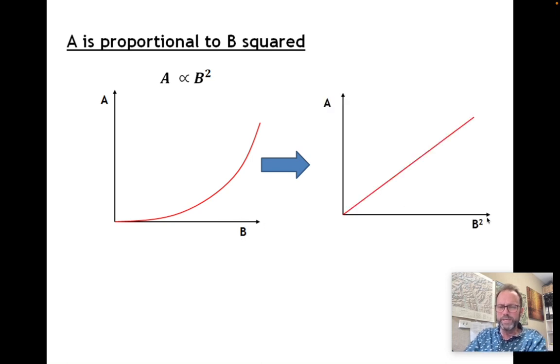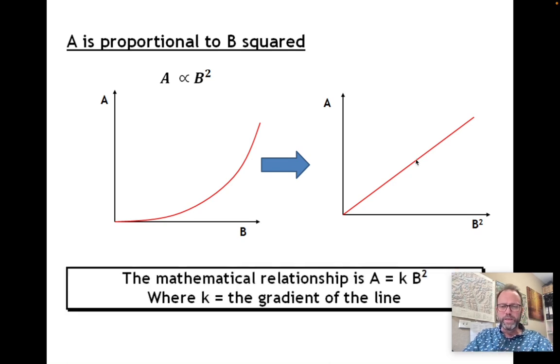And if you made it B squared, if you plot B squared on your x-axis versus y-axis A, you'll get magically a linear line. And that's useful because you may be able to work out the gradient from this. You will be able to, and that gradient could tell you some information in regards to your 2.1 or 3.1 investigation. So the key thing here is the mathematical relationship is now A equals the gradient here times B squared.